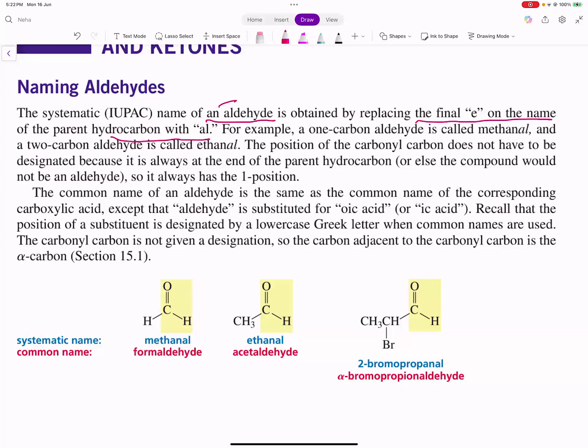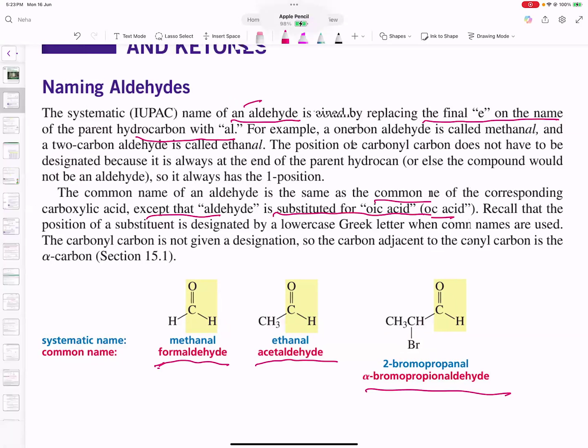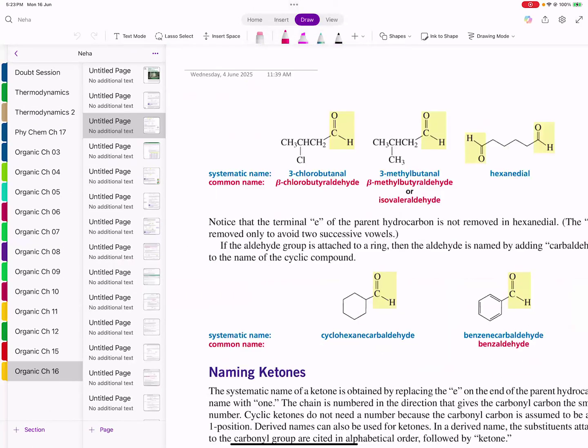The common name of an aldehyde is the same as the common name of the corresponding carboxylic acid, except that aldehyde is substituted for oic acid. So this is for the common name. This is like formic acid; instead of oic acid, it is aldehyde. Acetic acid: the ic acid or oic acid will be replaced by aldehyde. You can go through the nomenclature always, and you can come back to me if you want.